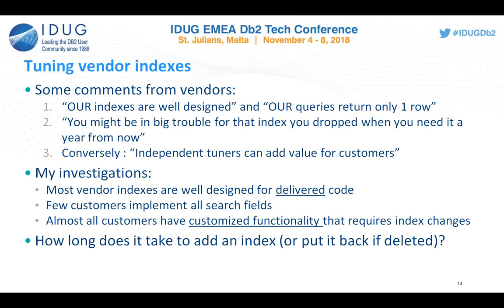And the other one is you might be in big trouble for that index if you dropped it now when you need it a year from now. So let's burn CPU cycles for an entire year. And this gets back to the old thing. It's better to apologize later and do the right thing now than to burn cycles for a year waiting for an index to be used.